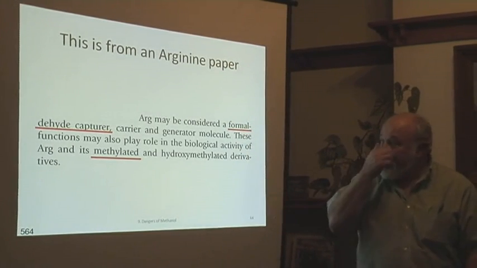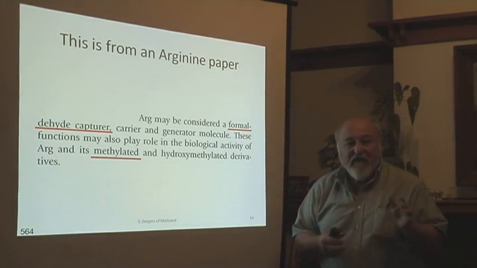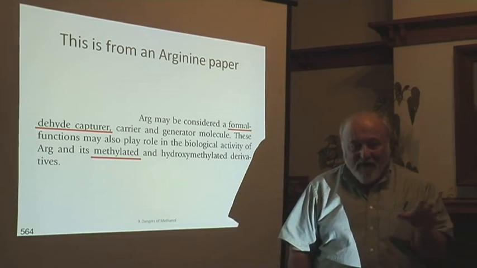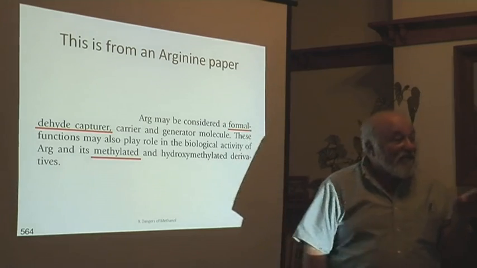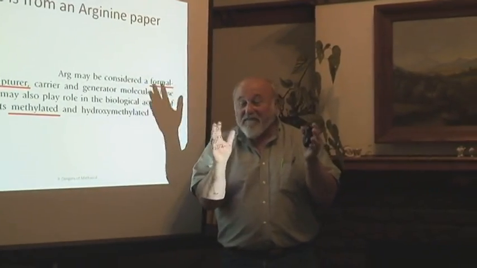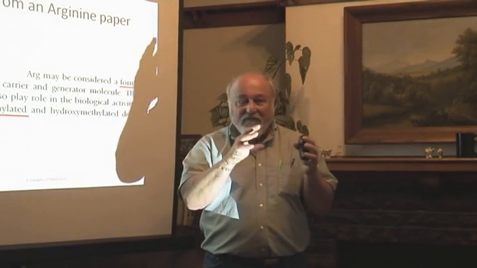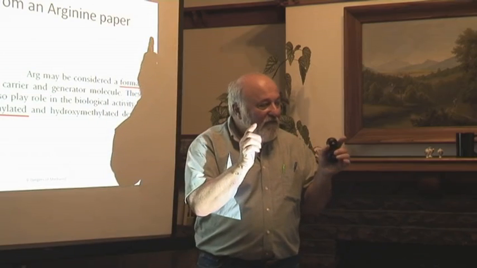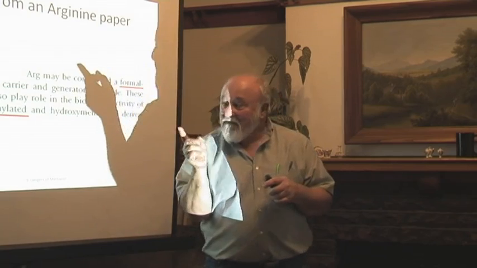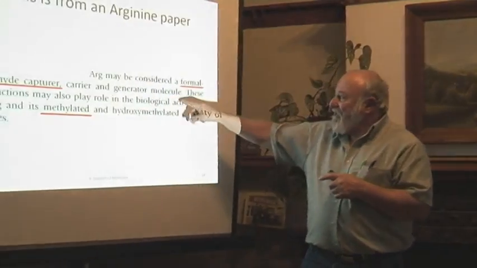What about the actual modification of the protein, the myelin basic protein? There is an amino acid. Now this is going to look technical because I want scientists to hear this. If you have a hard time understanding this, I'll be glad to explain it to you individually. But basically, a protein is made up of a bunch of amino acids. Myelin basic protein is made up of amino acids. The most important amino acid for you guys is arginine. Because arginine, it's a formaldehyde capture, a carrier, and a generator molecule.